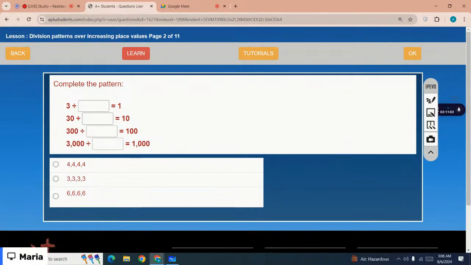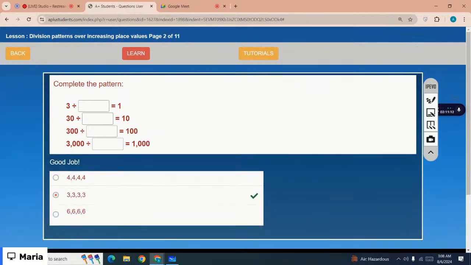That is 3 divided by 3 equals 1. 30 divided by 3 equals 10. 300 divided by 3 equals 100. And 3000 divided by 3 is 1000. Option number 2 is the correct option. Very good.